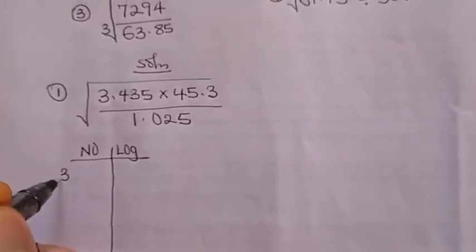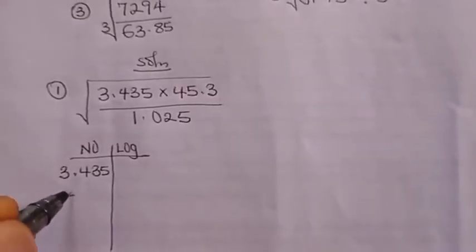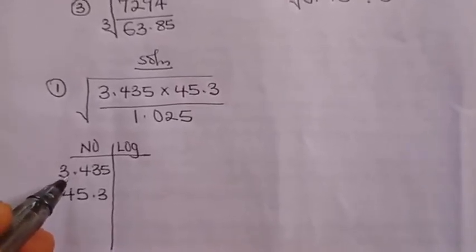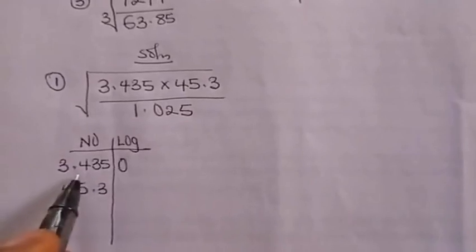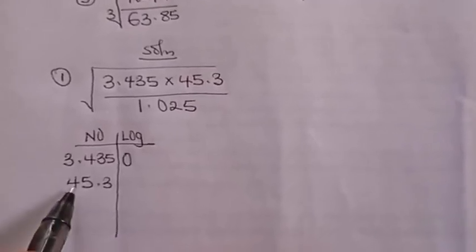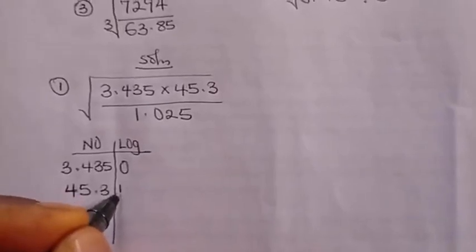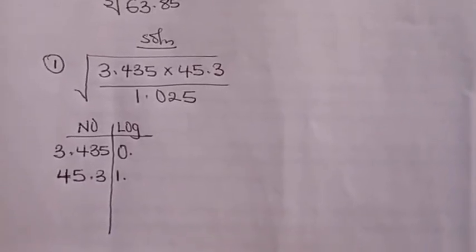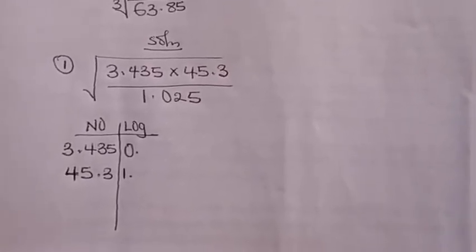So first we have 3.435. The second one we have 45.3. And the characteristic for the first number here is 0. That is, expressing this in standard form, we already have only one integer to the left before the decimal point. But for the second one here, 45.3, the characteristic will be 1. That's how to obtain the characteristic part. The second part is known as mantissa. And for us to get the mantissa, we'll strictly get that from the logarithm table.